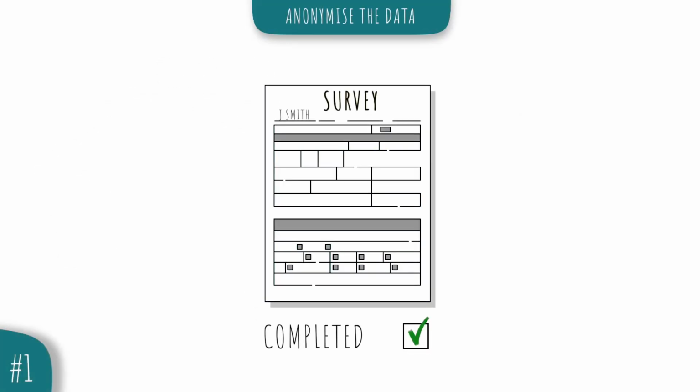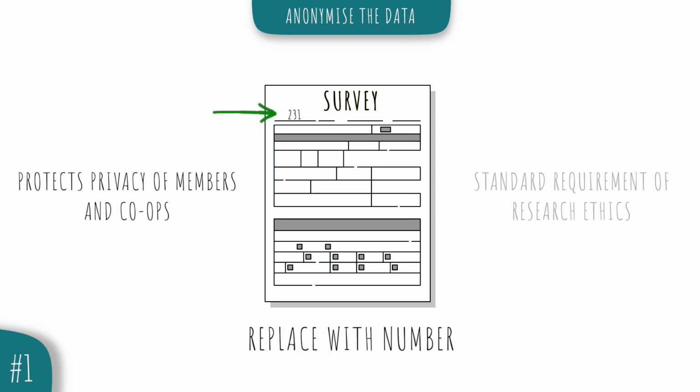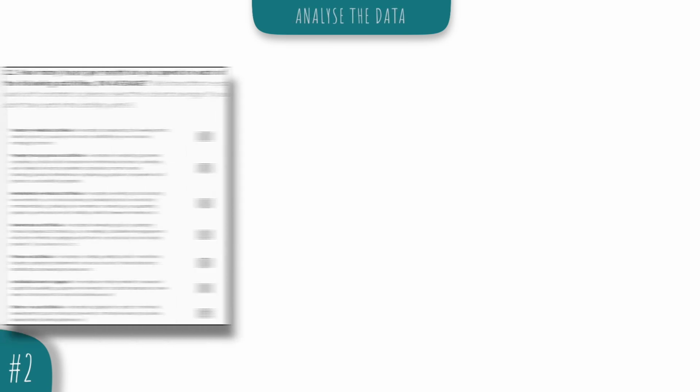After surveys are completed, the first step is to anonymise the data. We remove all co-op and individual member names from the survey and replace them with a number. This protects the privacy of members and co-ops, and it's a standard requirement of research ethics. Next, we analyse the data.